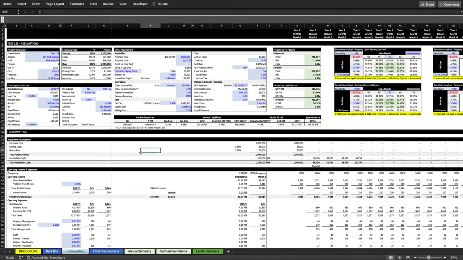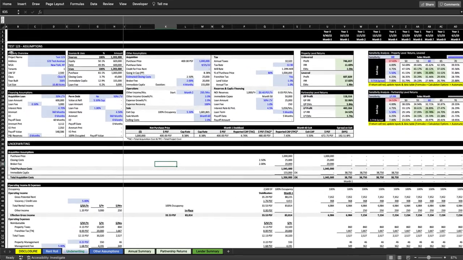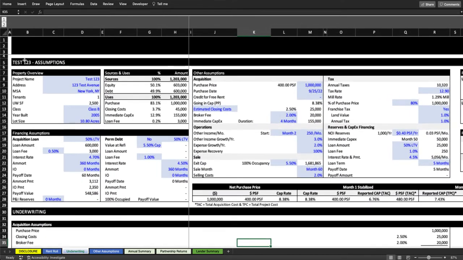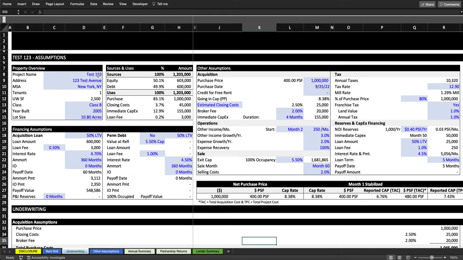So we'll go back to the underwriting tab and you'll see, let me zoom in. We'll start with property overview. This is just some generic information on the property, and some of this is tied to the lender summary, so you're going to want to make sure all this is filled out. But for instance, if we type in property test, press enter, that is now plugged in here. So it just updates based on your inputs.